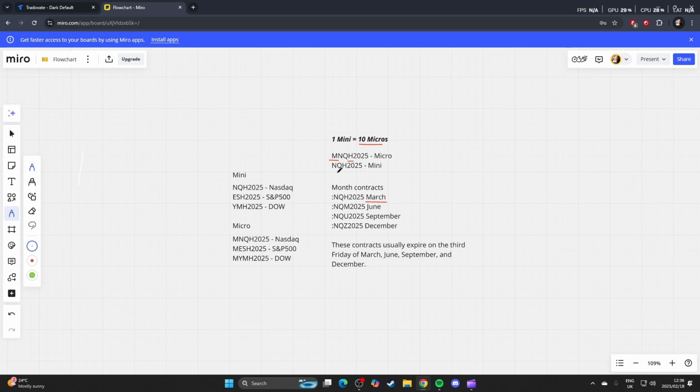For a mini, it'll be NQH, so it'll not include the M. And it's the same for ES and Dow. So for ES, the symbol will always be ESH. The H changes and the 5 changes, so we're moving to a next year and a new month for the S&P 500. But for the micro, it'll be MESH 2025.